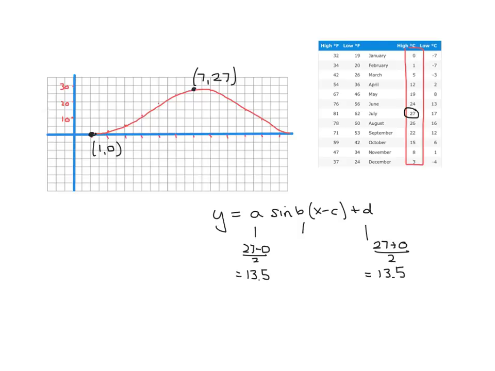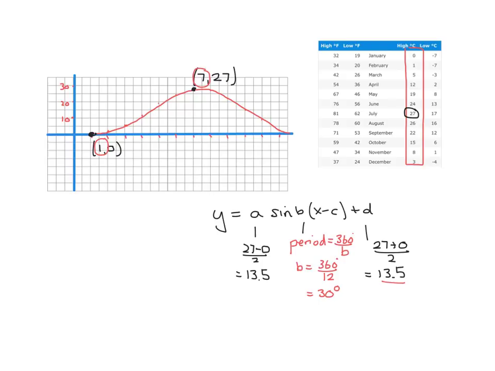Now B, the period. We know this from minimum to maximum is half a period, so 7 minus 1 will be half the period, which is 6. So the full period will be 12, which makes complete sense because this is a 12-month series. I mean, the weather is a 12-month cycle. And that's what happens. That's why it keeps repeating. So we've got 360 over B, and we know that the period is 12, so it's 360 divided by 12, which equals 30 degrees. So we've got the value for B.